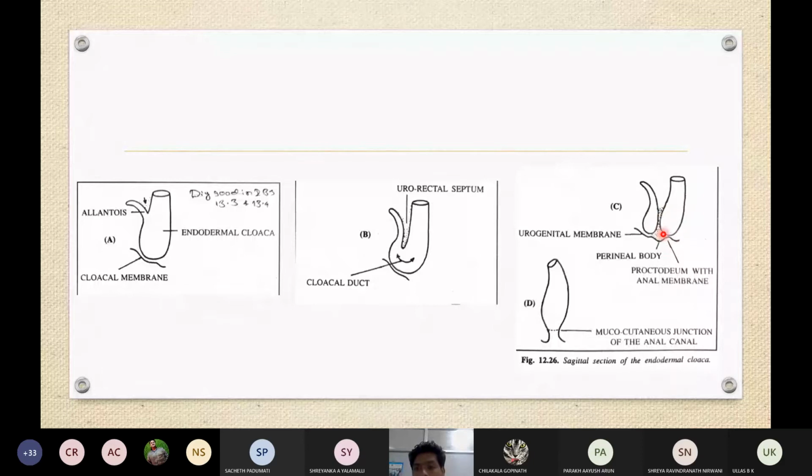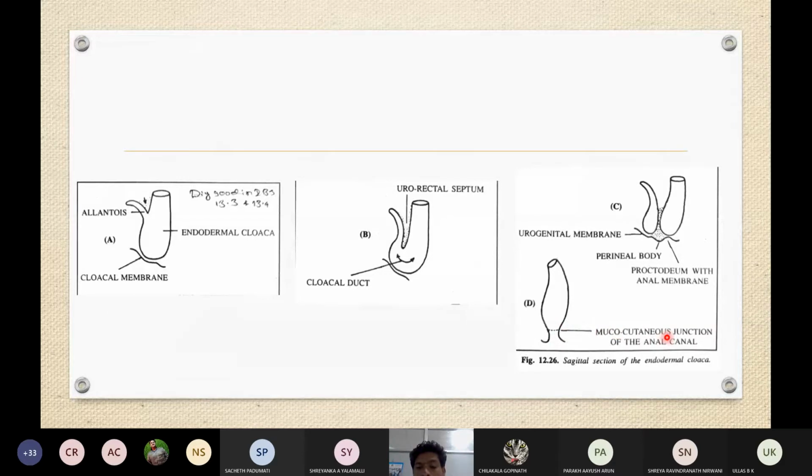I told you, the cloacal membrane is a bilayered structure. So you can see the two layers here, the urogenital membrane. Okay, and the proctodeum or anal membrane is visible over here. And now as we saw, the proctodeum is going towards the anal canal over here. There appears a small pit-like structure, okay, where it will have a mucocutaneous junction of the anal canal.